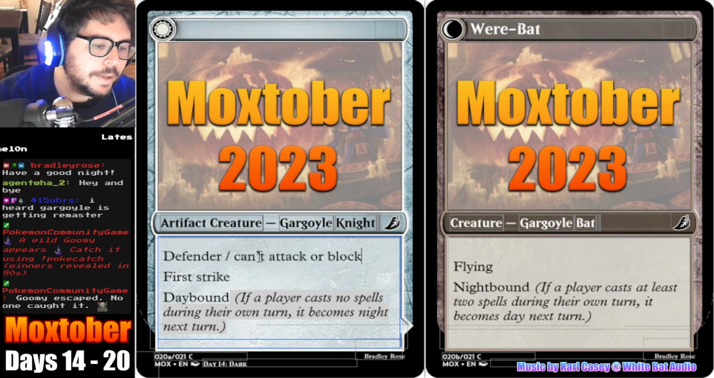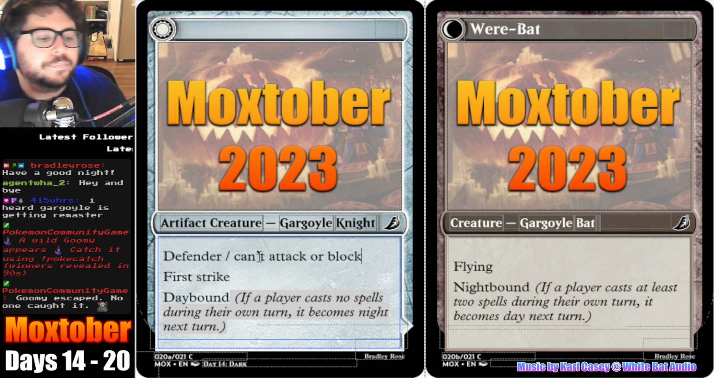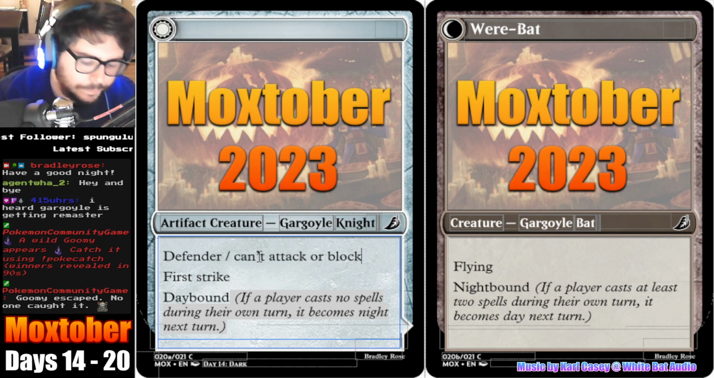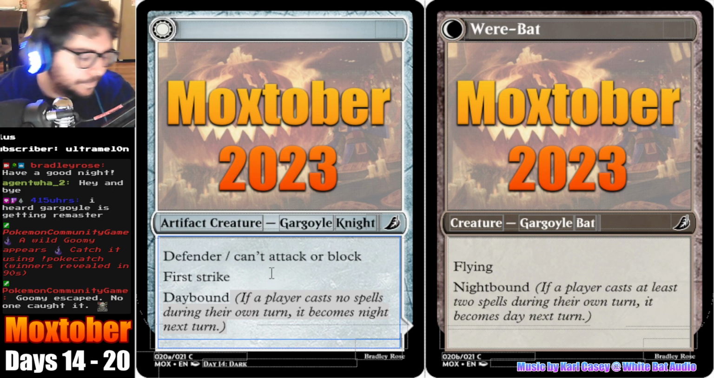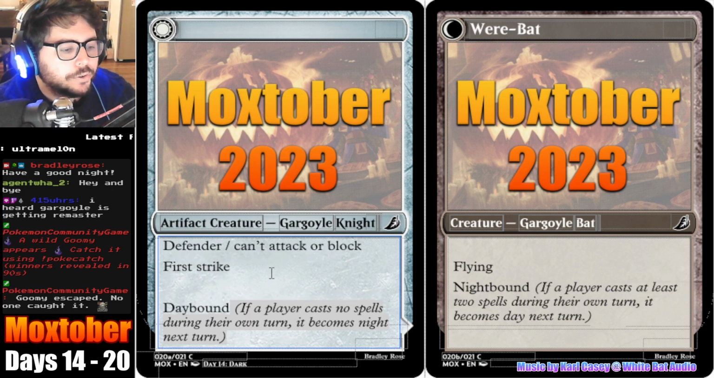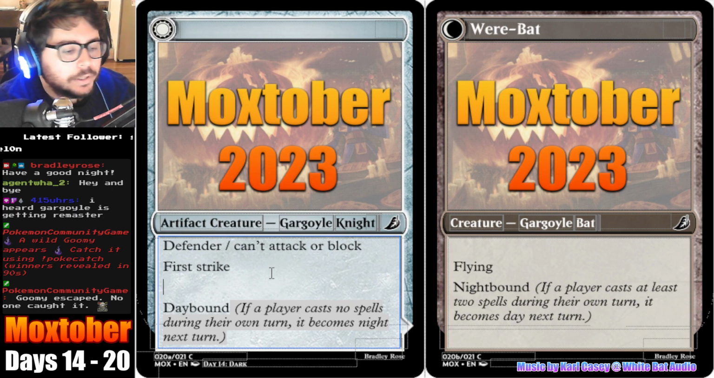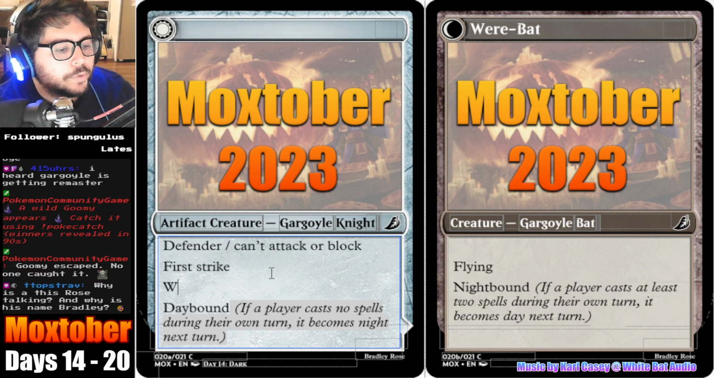Now, maybe the gargoyle can note whatever creatures get past it if it can't attack or block, and then kind of acts upon those creatures after it comes alive. So you could say that, like, whenever a creature deals damage to you.